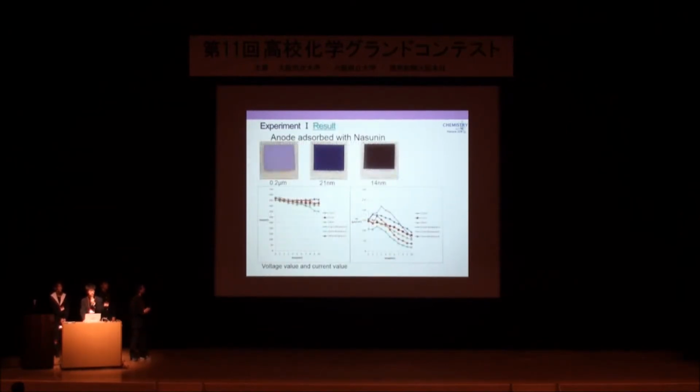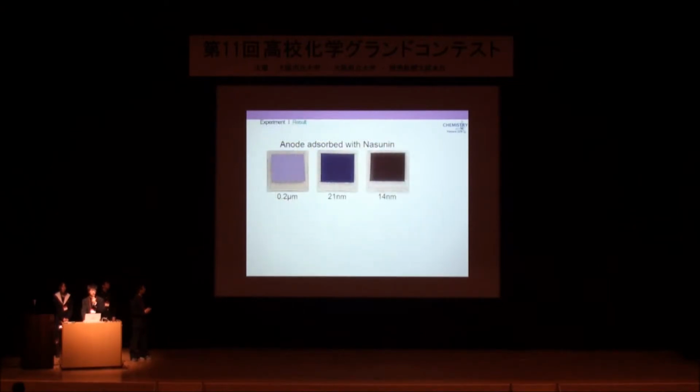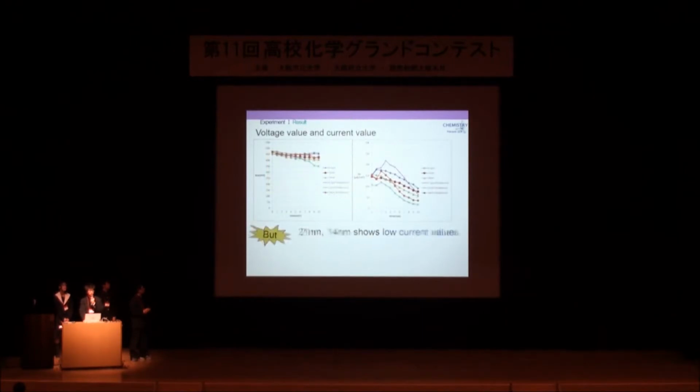This is the result. Nothing is adsorbed here, and this graph shows the voltage value and current value for each condition. As you can see, the smaller the particle size of titanium oxide is, the darker the color is. So I thought the amount of adsorbed anthocyanin increased. But 21 nanometer and 40 nanometer titanium oxide showed low current value. I wonder why.